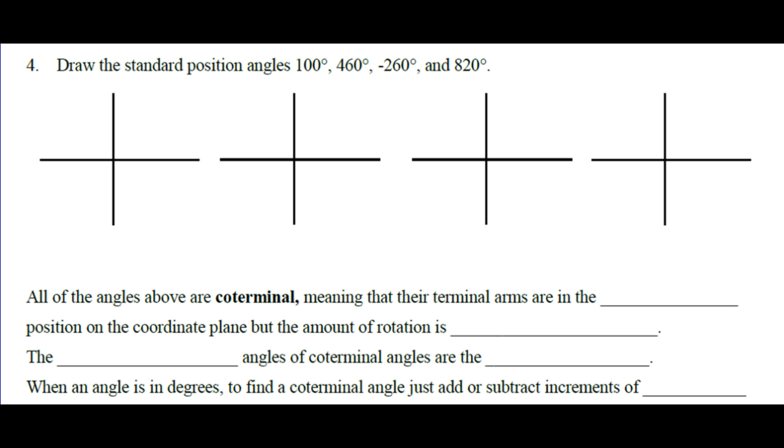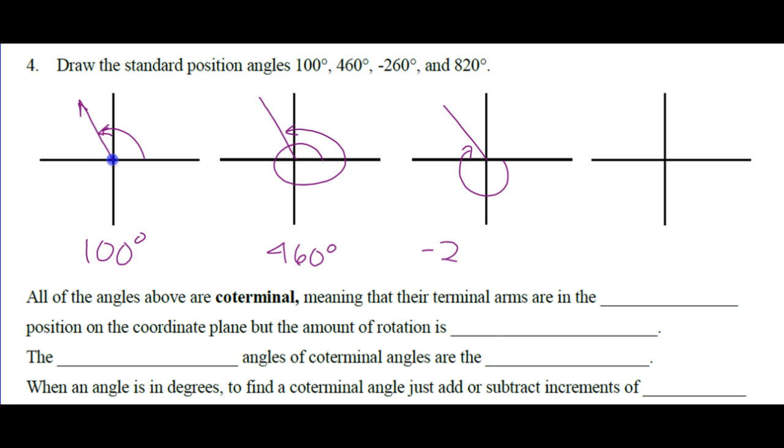Draw the standard position angles 100, 460, negative 260, and 820. Okay, go ahead, draw those angles. How will you indicate the angle? With the rotation arrow, right? So for 100 degrees, you're going to say, well, it's like up here, and that's 100 degrees. And then you want to draw 460. You want to draw a negative 260. And you want to draw 820.